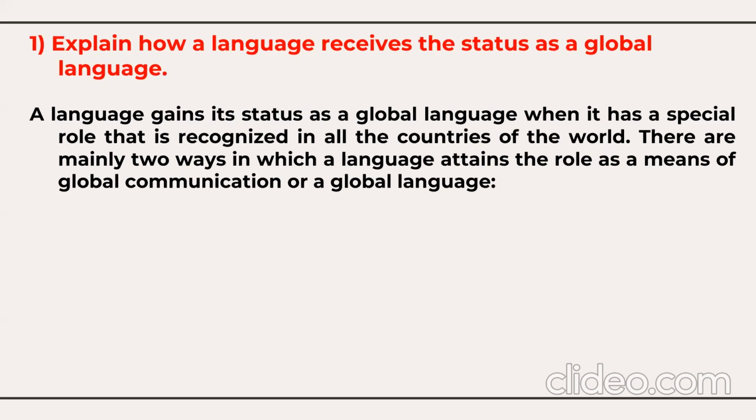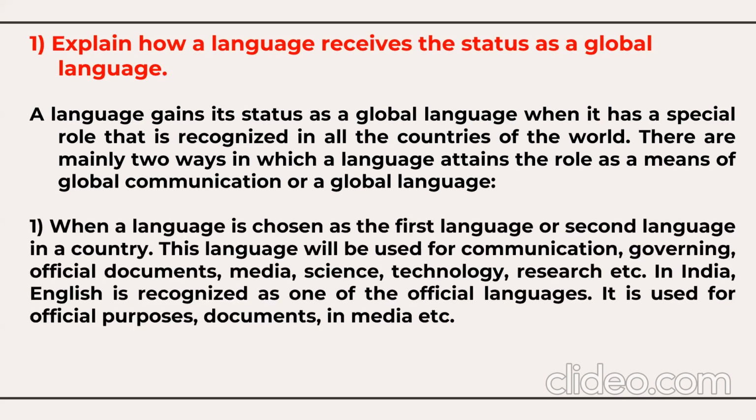Question number 1: explain how a language receives the status of a global language. How does a language receive global language status? A language receives its status as a global language when it has a special role that is recognized in all the countries of the world. There are mainly two ways in which a language receives a role as a means of global communication.